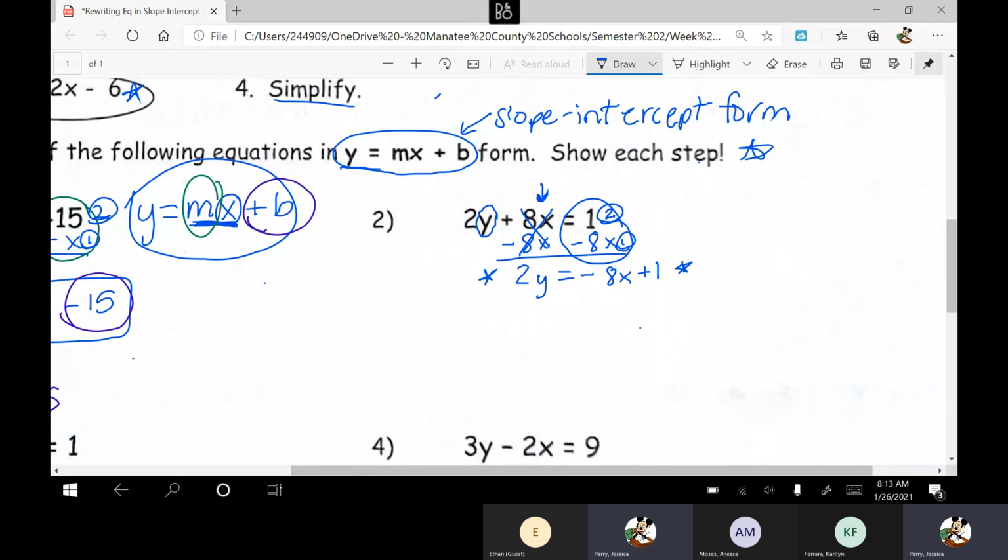Awesome. I see someone typing. I'm going to let you finish. Awesome. Perfect. You read that as 2 times y. So in order to get rid of that 2, we're going to do the opposite of multiplication. Divide by 2. Then we're going to do it on the other side. When you do it on the other side, we're going to split it up. Divide by 2. You're going to do it under the negative 8 and under the positive 1. So these 2's cancel out. Now we can simplify. We have our y equals.